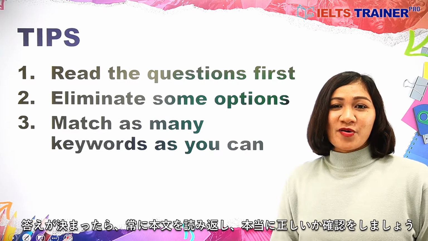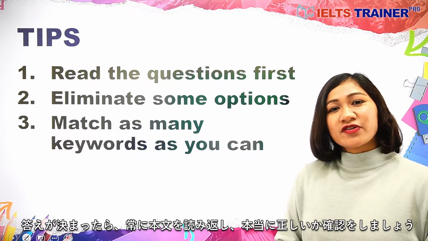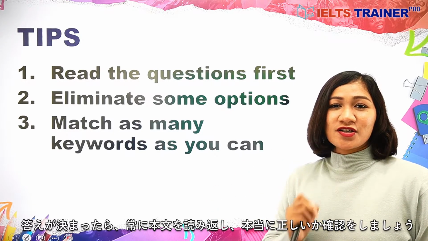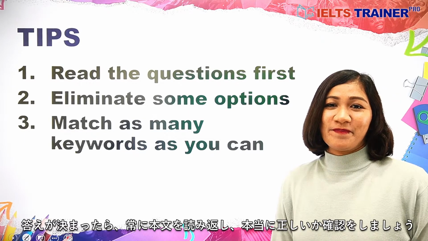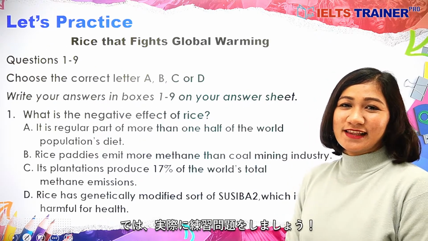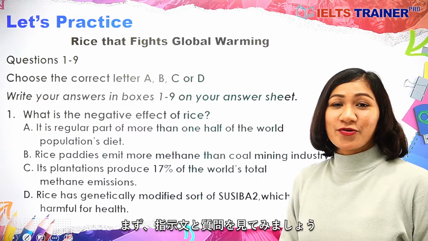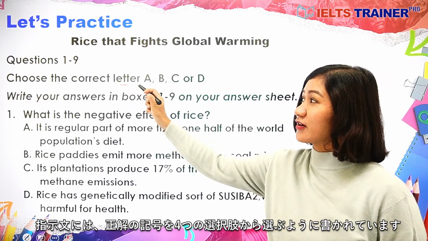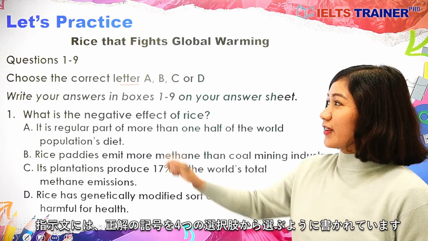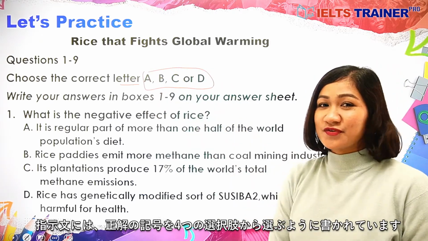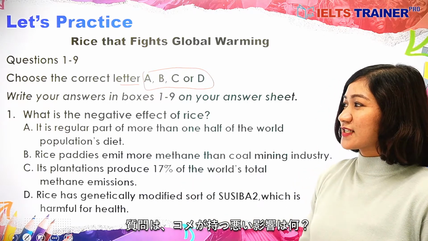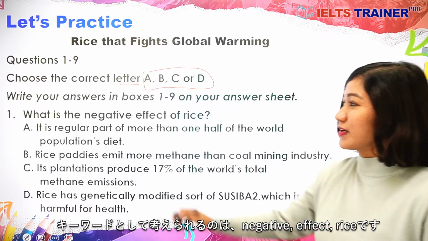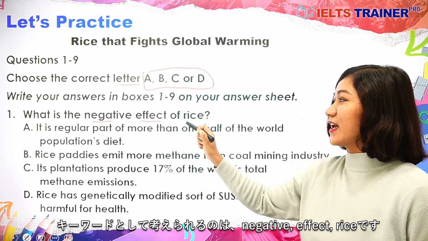Once you have made up your mind, you have to always refer back to the passage in order for us to make sure that the answer we choose is the correct one. Now it's time for us to practice. Let us look at the instruction and the question first. The instruction says that we have to choose the letter of the correct answer and that there are 4 options to choose from. The question asks, what is the negative effect of rice? Our keywords would be negative, effect, and rice.